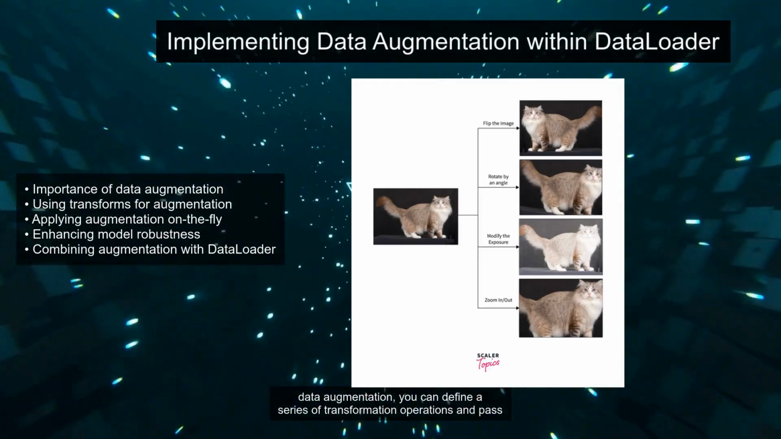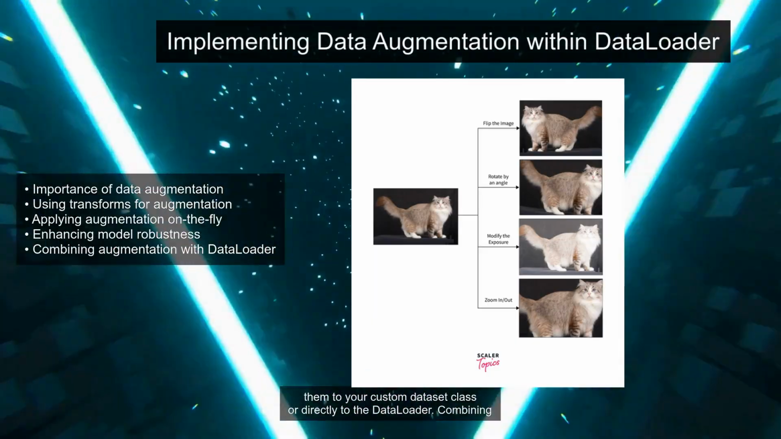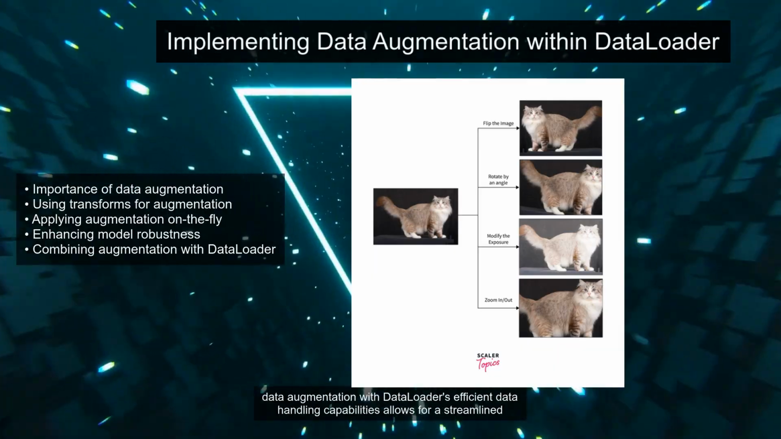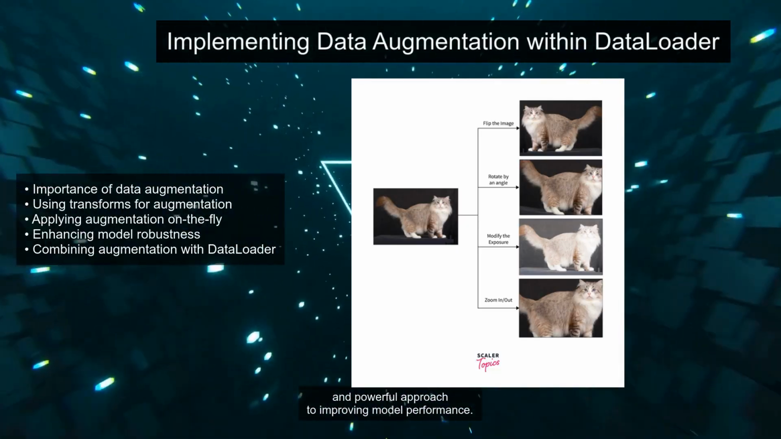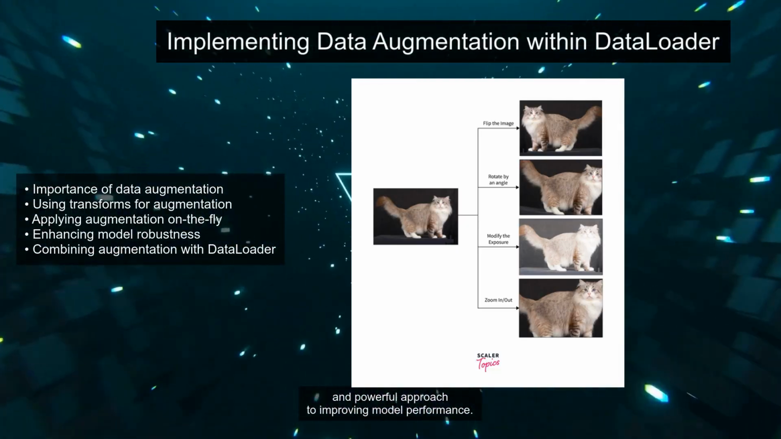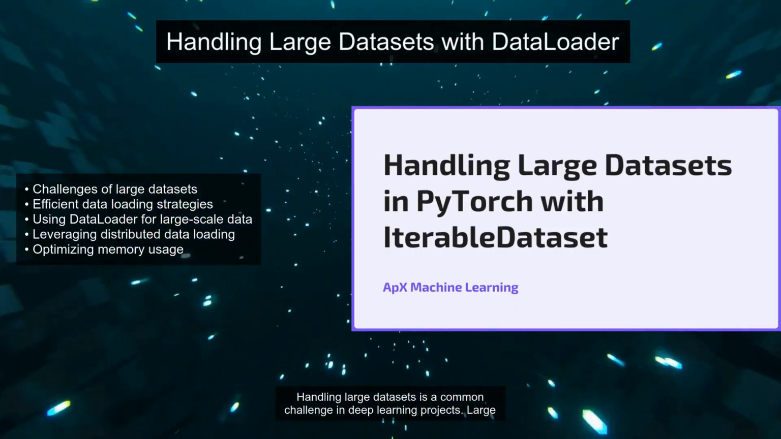To implement data augmentation, you can define a series of transformation operations and pass them to your custom dataset class or directly to the data loader. Combining data augmentation with data loader's efficient data handling capabilities allows for a streamlined and powerful approach to improving model performance. Handling large datasets is a common challenge in deep learning projects.